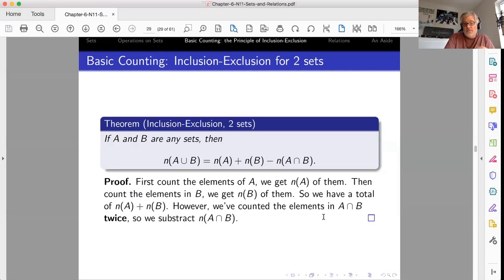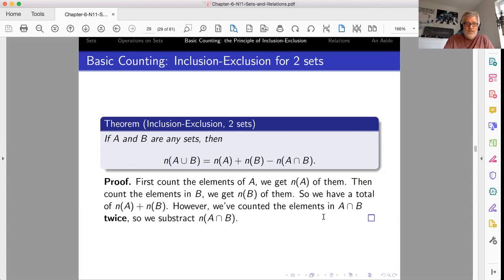So what I do is I subtract those because I counted them twice. That's where the formula comes from. Hopefully that makes sense to you guys, right? So I'm counting the elements in A, counting the elements in B, and I've counted those which are in both sets. I've counted them twice, okay? So I remove that. That's where the formula comes from, okay?